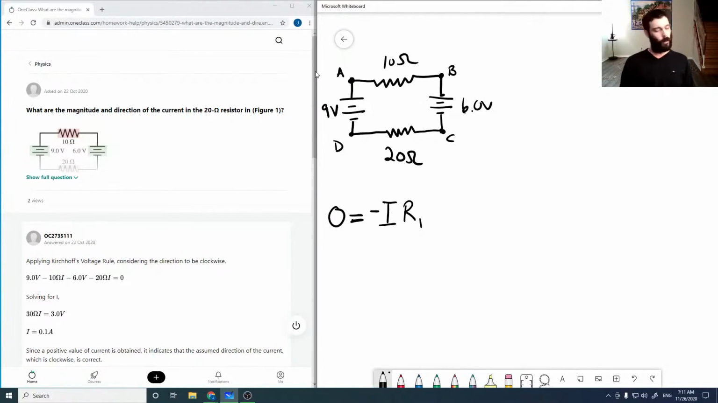The rule for going across batteries is if you go from positive to negative, then it's minus the voltage. And if you go negative to positive, then it'll be plus the voltage. So A to B, B to C, C to D gives us minus IR2. I might as well put in the values since I'm putting the values for the voltages. So this will be 10 ohms, and this will be 20 ohms.